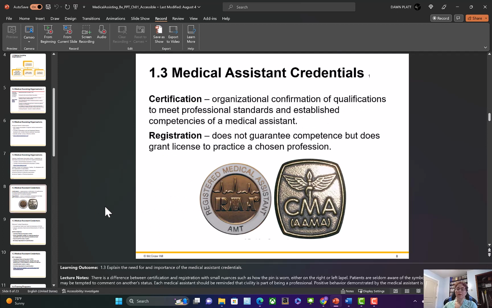All right, so now we go to medical assistant credentials. You'll often hear the word certification and registration. So different organizations have a certified medical assistant, whereas other organizations have a registered medical assistant. As far as the difference between the two, there really isn't any difference as far as your hiring organizations. Just as long as you have the certification, that's really what the organizations are looking for.